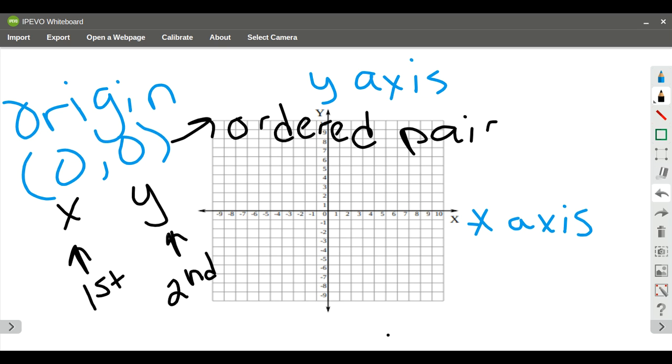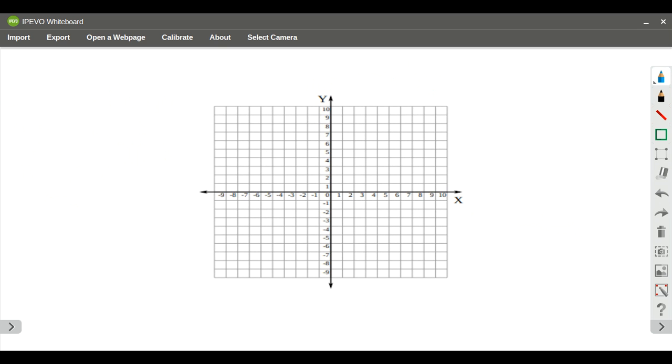But there's another piece that we need to take a look at, and that is quadrants. What we're looking at is how the coordinate plane is broken apart. And you can see that I have 4 quadrants within my coordinate plane. So we're going to go through and talk about each quadrant. We're going to identify the characteristics of each quadrant.